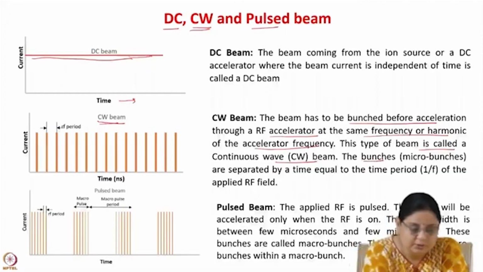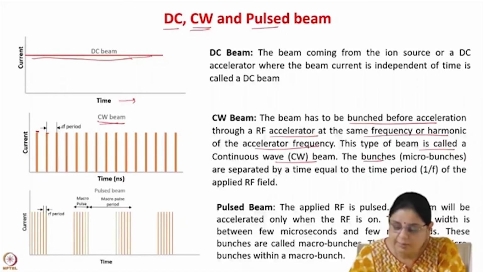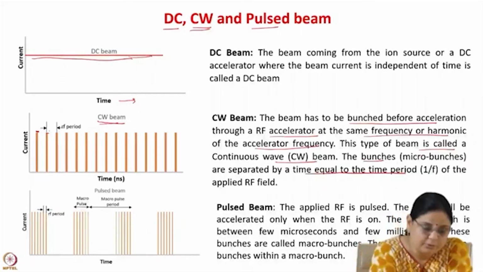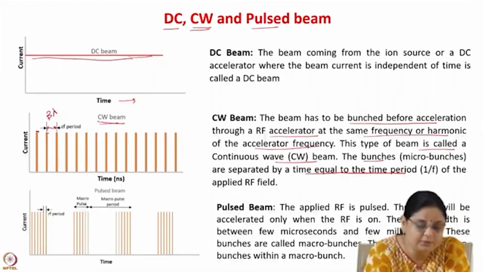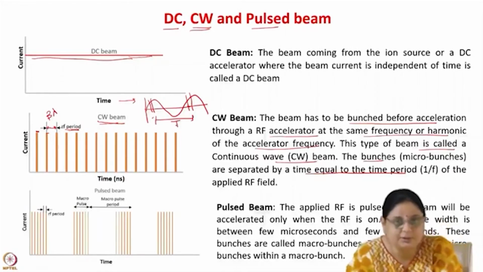These bunches, if you see, are separated by a time equal to the time period of the applied RF. We have already seen that the distance between the bunches in space is of the order of beta lambda. In time, it is of the order of one RF period. So for example, if this is the RF cycle and one bunch is here, the next bunch will come at this time. So this time difference is capital T.